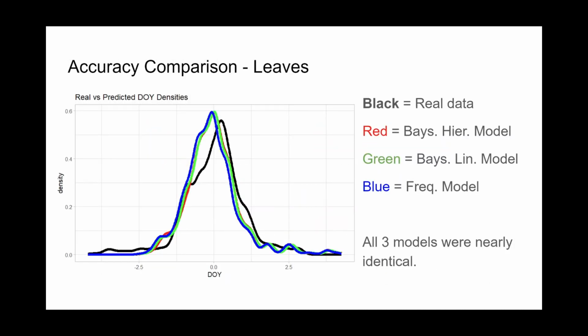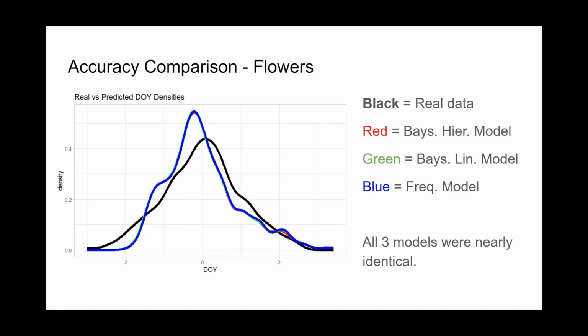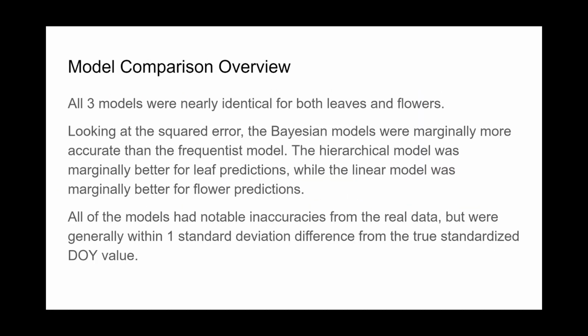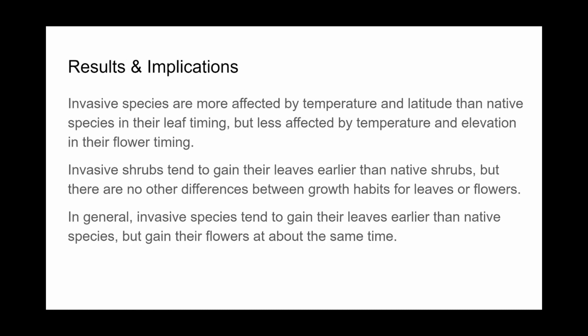And looking at the results, all three models were nearly identical across all of the models and flowers or leaves. And as a quick overview of the results, the invasive species are more affected by temperature and latitude than native species, but less affected by temperature and elevation. They get their leaves earlier, but don't have any difference in flowers. And this is important to consider for any phenology observations in the future.